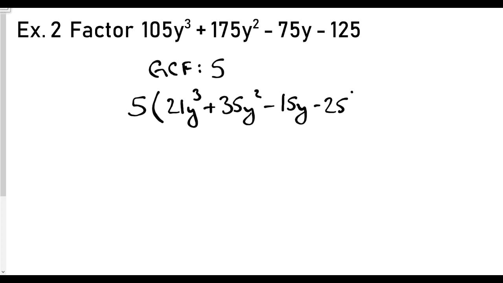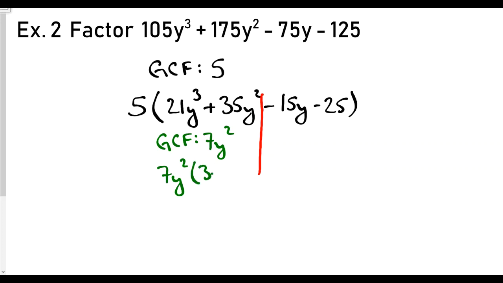Okay, so now I'm going to focus just on what's inside the parentheses here. Still got 4 terms, can't factor out any more GCFs, but I want to continue factoring, so let's see if I can factor it by grouping. Over here, on the left-hand side, what's the GCF? Well, 21 and 35, probably going to be 7. Y cubed, y squared, can probably take out a y squared. So this is going to end up being 7y squared, and what's left over?